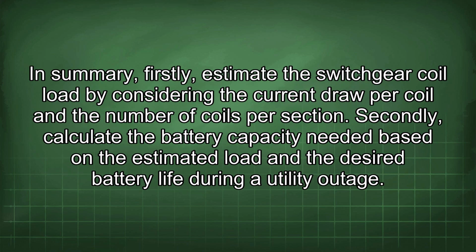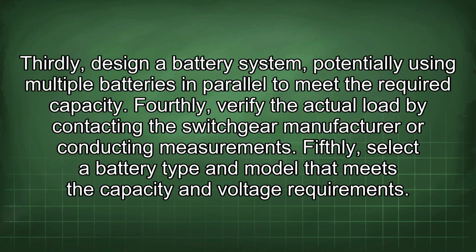In summary, firstly, estimate the switchgear coil load by considering the current draw per coil and the number of coils per section. Secondly, calculate the battery capacity needed based on the estimated load and the desired battery life during a utility outage. Thirdly, design a battery system, potentially using multiple batteries in parallel to meet the required capacity. Fourthly, verify the actual load by contacting the switchgear manufacturer or conducting measurements.